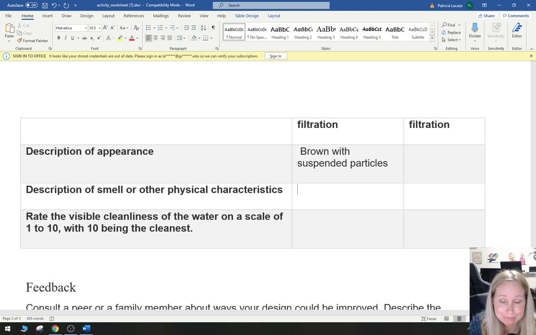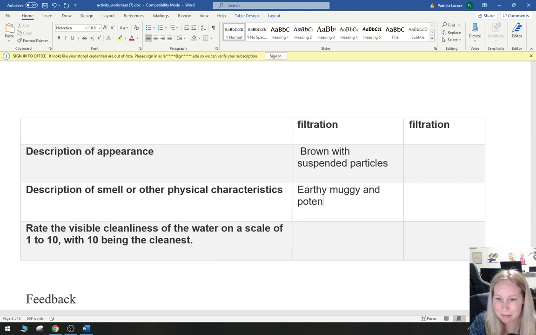Earthy, muggy, steamy. I wouldn't say steamy. Muggy. Earthy, muggy. I guess I could say dirty. No. Potent. You know what potent means? Like very strong smell. So potent, earthy, muggy, and earthy means like to smell like dirt. Okay, so earthy, muggy, and potent. That's good descriptive words.